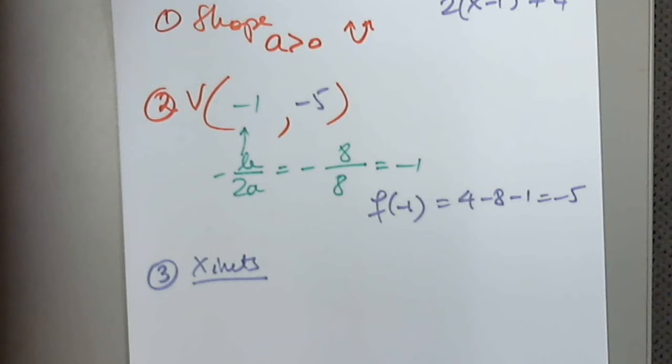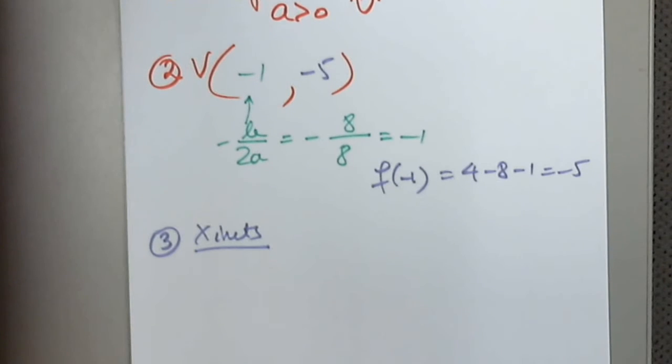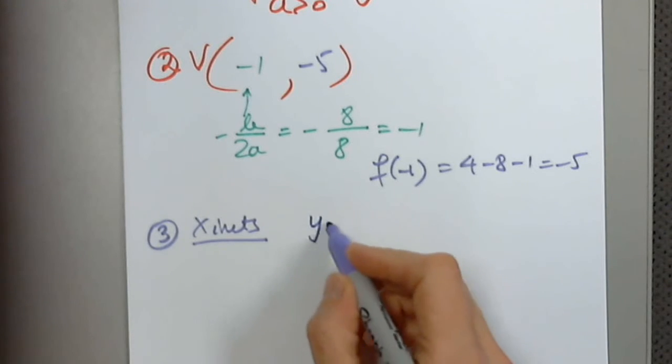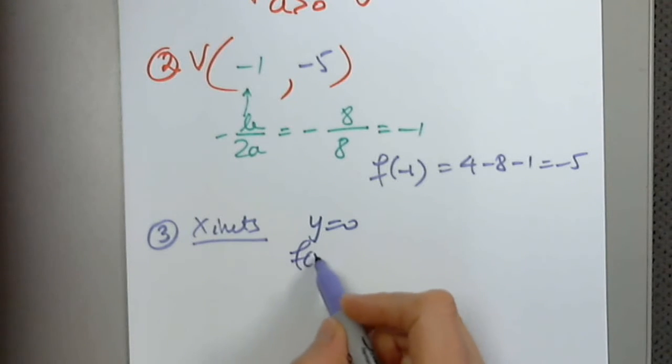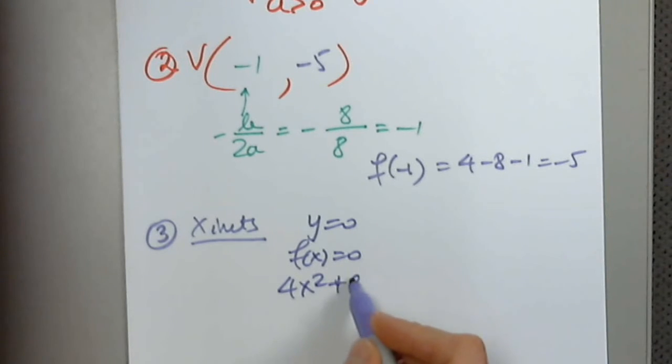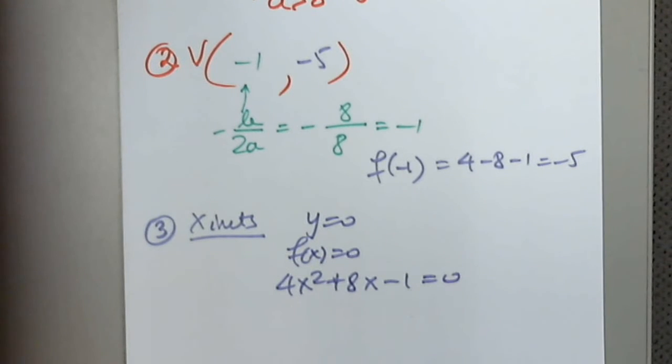Did you hear what Alexis said? The function must cross the x-axis. If the minimum is at negative 5 and it opens upward, it cannot jump over the x-axis, right? It has to cross. Very good. How do I determine the x-intercepts? Equate f of x to 0. Perfect. Very good. y equals 0 or f of x equals 0. Either one. So I have 4x squared plus 8x minus 1 equals 0.